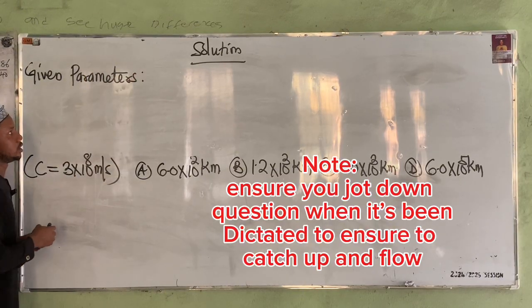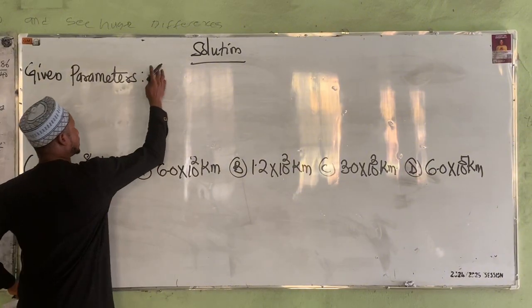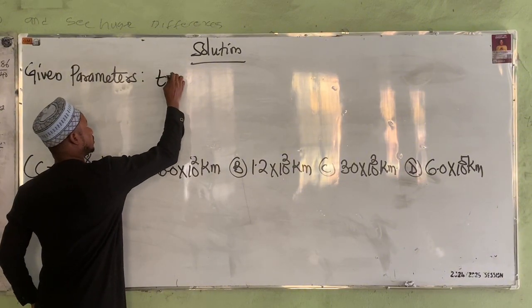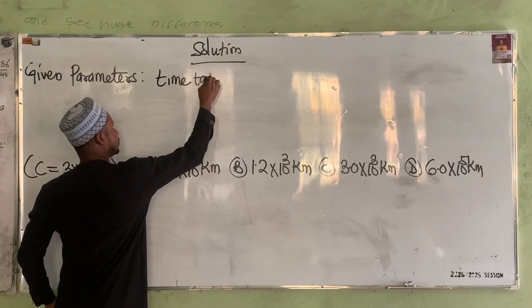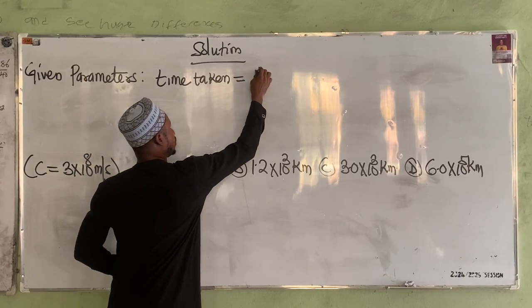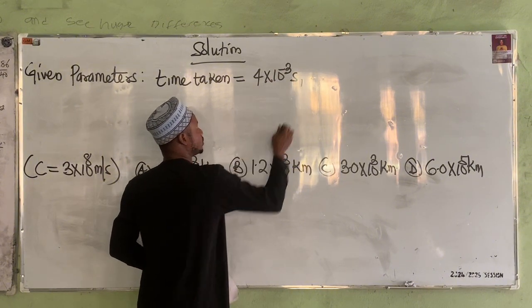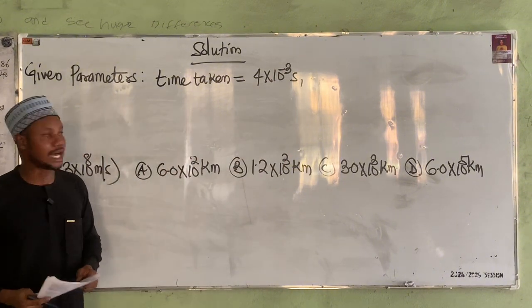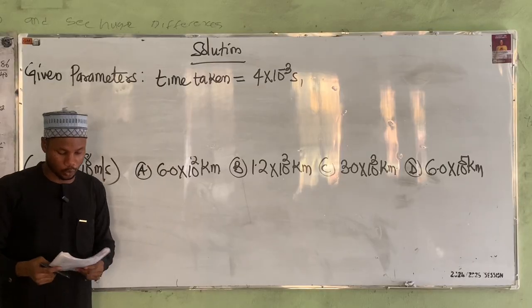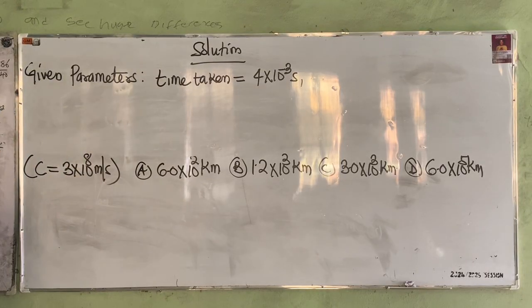So class, read the question. What are the given parameters in the question, please? The time taken there. That is T is 4 times 10 raised to the what? Minus 3 seconds. Do you get that? Now we have listed out the first parameter given to us here. What again, please? They said what? How far, right?